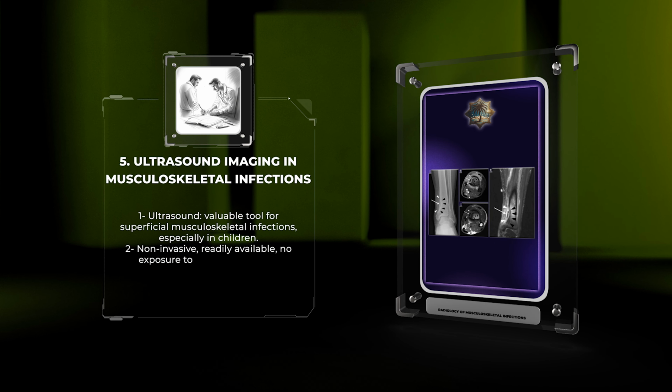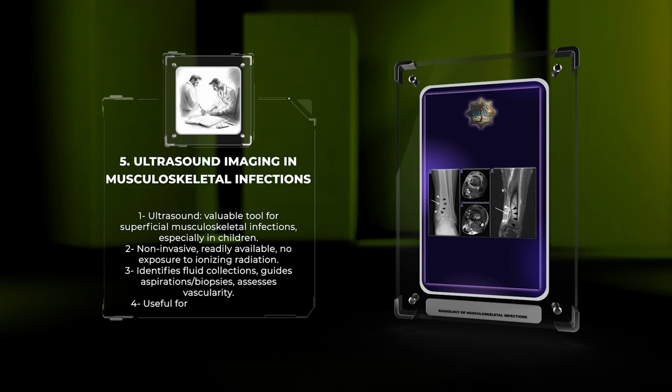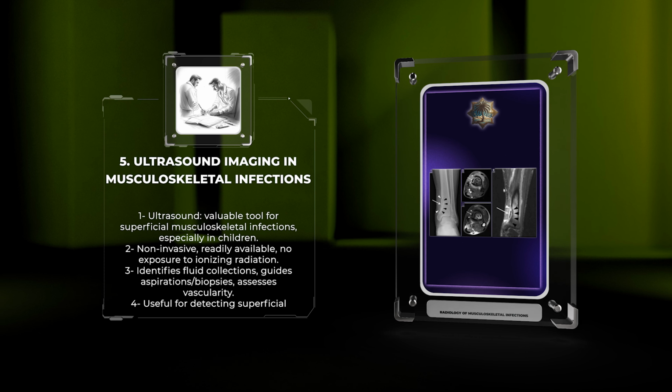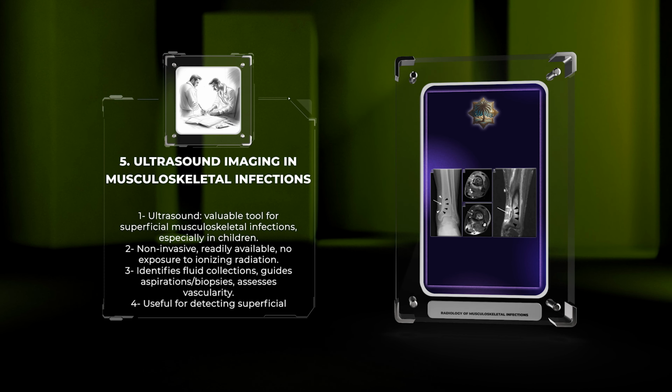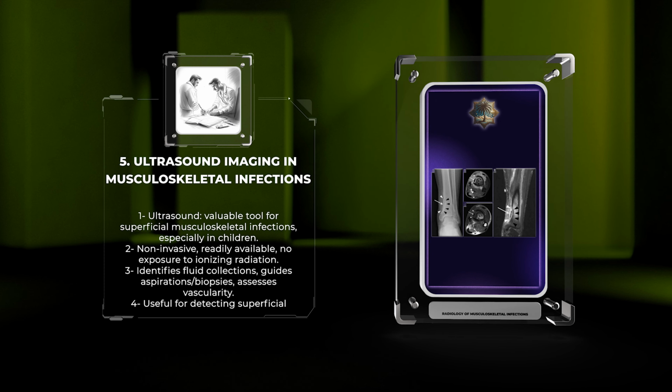Ultrasound imaging is a valuable tool in the diagnosis of superficial musculoskeletal infections, especially in children. It is non-invasive, readily available, and does not involve exposure to ionizing radiation. Ultrasound can identify fluid collections, guide needle aspirations or biopsies, and assess vascularity within the infected area. It is particularly useful in detecting superficial abscesses or inflammatory changes in the soft tissues.